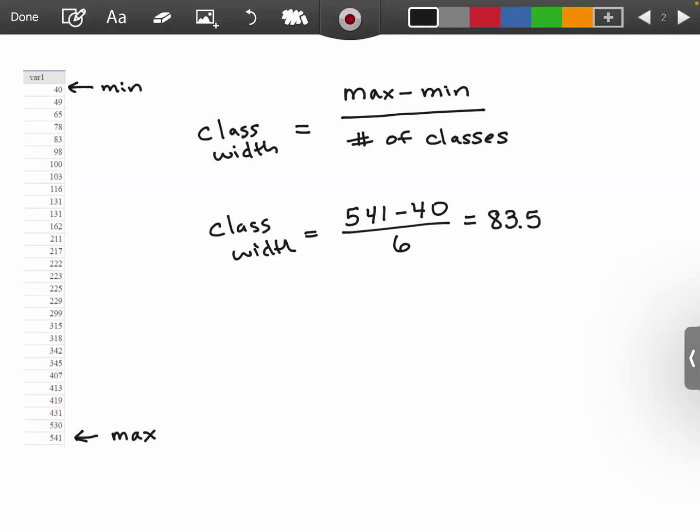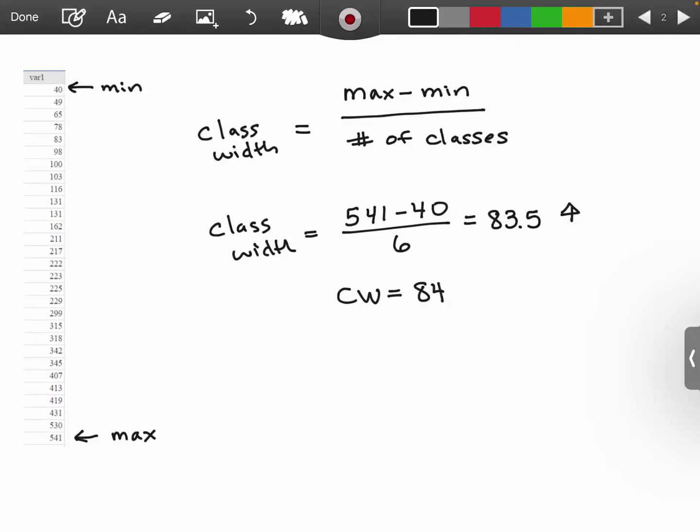No matter what number you get here, you're going to want to round up to the next number. Even if we'd normally round 83.5 up to 84 anyway, what if it was 83.1? We would still round it up to 84. So whatever number we get there, we round it up. Always round this number up to the next integer. So our class width, I'll just use CW for class width, is 84.